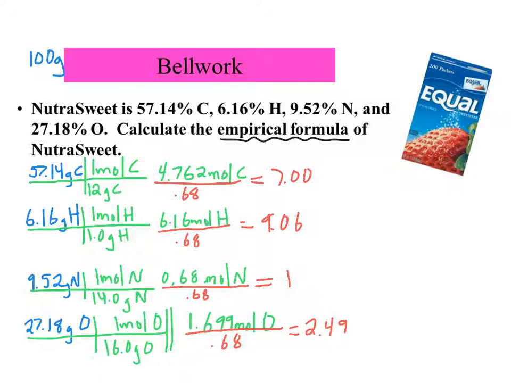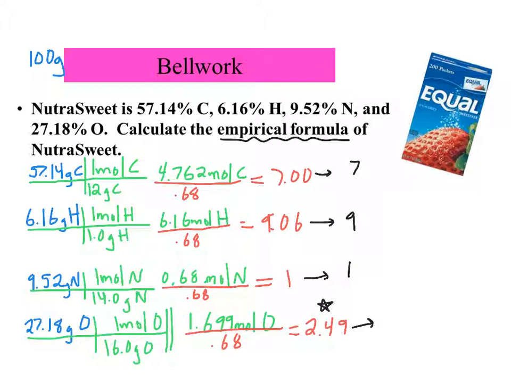And the last part would be to round till whole. So percent to mass, mass to moles, divide by smallest, round till whole. So what I need to do now is round till whole. So this is going to round to 7. This will round to 9. This stays at 1. Now, right here, we are right in the middle of 2 and 3, right at 2.5.